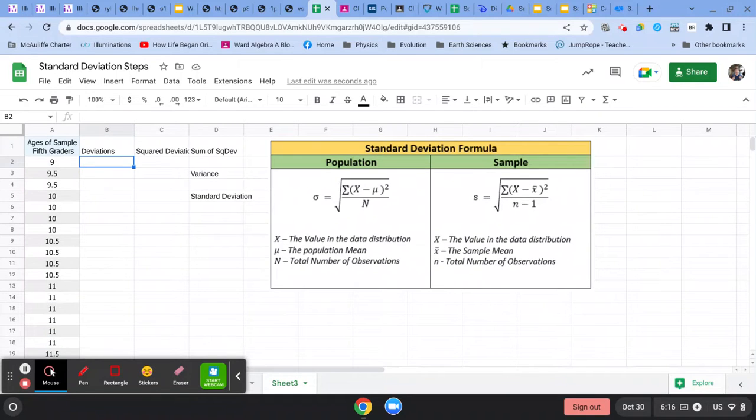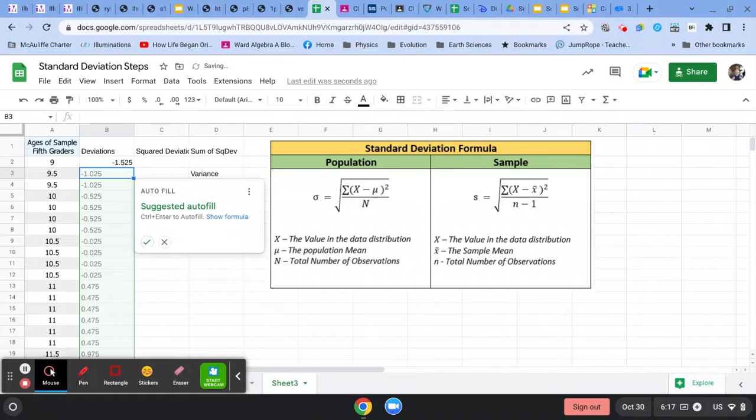My next thing is to get the deviations. So the deviations are my observed data minus my mean. So I'm going to say equals observed data minus A23, which is that mean down at the bottom. I can do something to make my life a lot easier. I want to lock that cell down by putting a $ sign in front of the A and a $ sign in front of the 23, so that when I hit enter, it suggests an autofill for me. And I could hit the check and it'll fill all those cells.